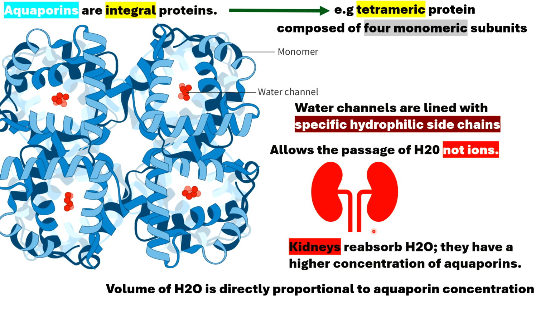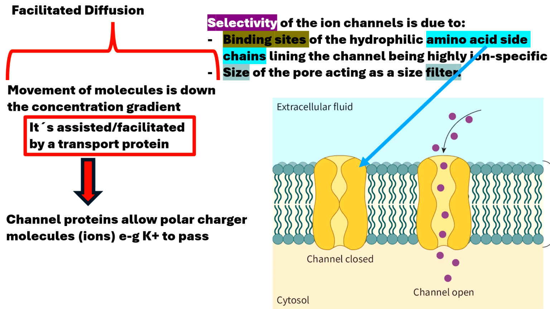Now, kidneys reabsorb water. This means that they need a higher concentration of aquaporins, because the more water you want to absorb or reabsorb, the more aquaporins you're going to need. So basically their function is to allow water to go in, and that's why their water channels have these hydrophilic side chains.